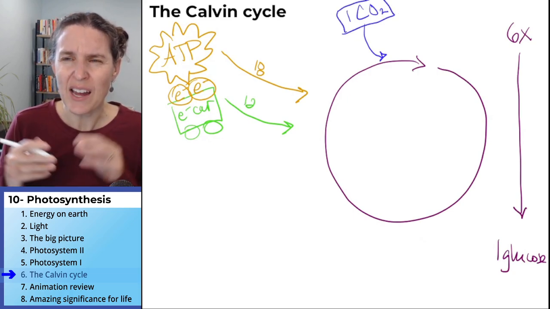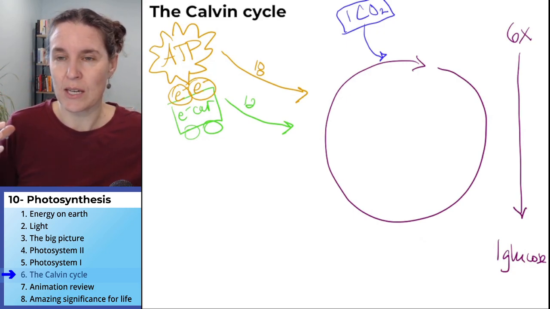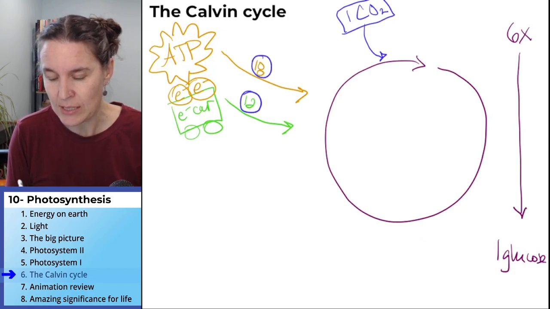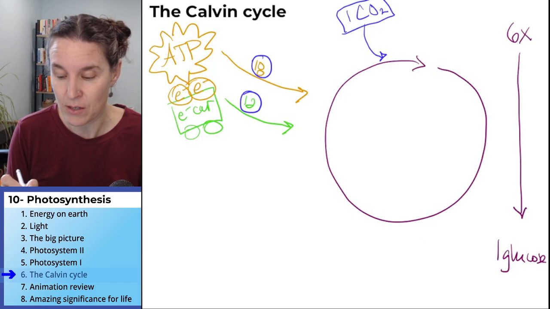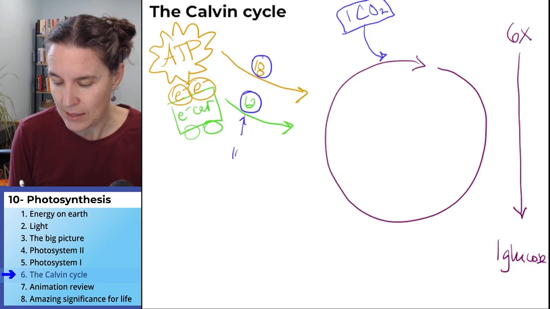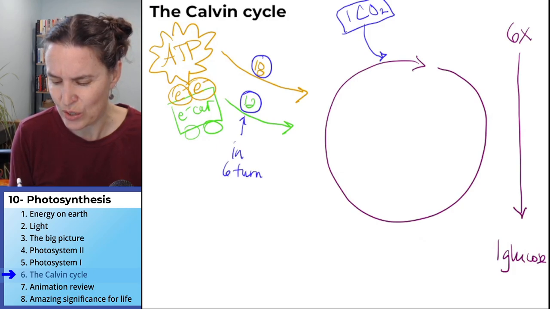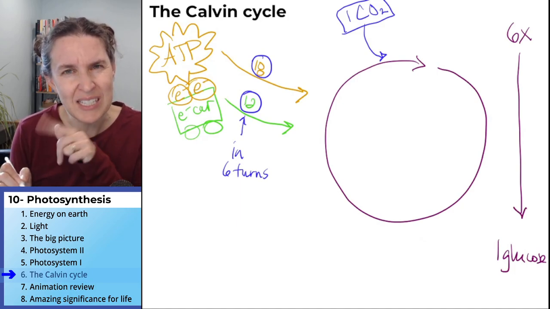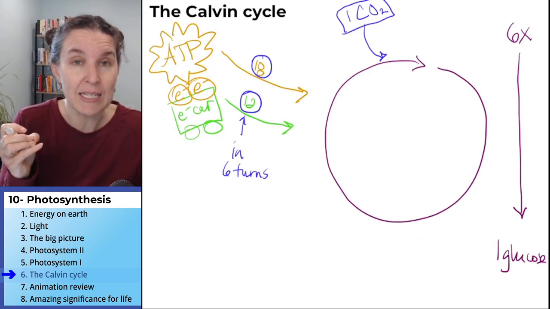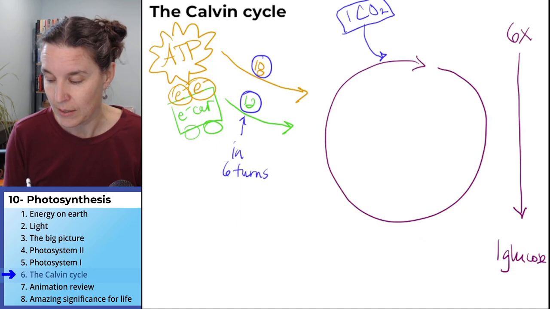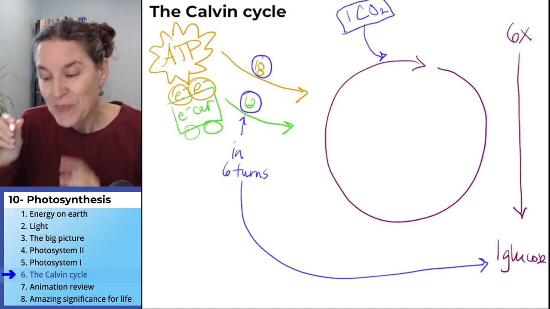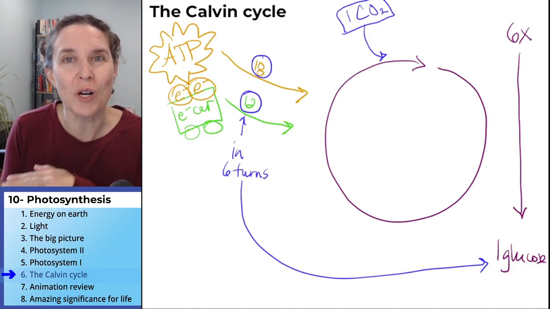Okay, so I don't know if that sounded confusing inside my own head. 18 ATPs and 12 electron carriers, that's in 6 turns of the cycle. It's going to go around 6 times. And in all 6 turns, we're going to use a total of 18 ATPs and 12 electron carriers. And that 6 turns results in one glucose molecule. Each turn, we add one more carbon dioxide.